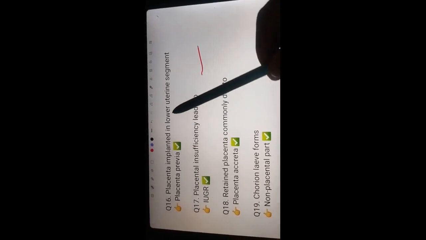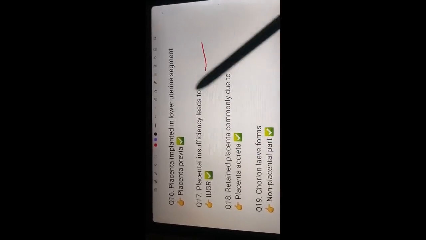Placenta accreta, definitions given here. Then placenta previa: the answer is bleeding is painless and bright red. Next, placenta implanted in the lower uterine segment is known as placenta previa. Placental insufficiency leads to IUGR. Retained placenta is basically placenta accreta. Chorion laeve, I have already discussed, forms the membranous part of the placenta, so it forms the non-placental part, that is the membrane covering over the placenta.